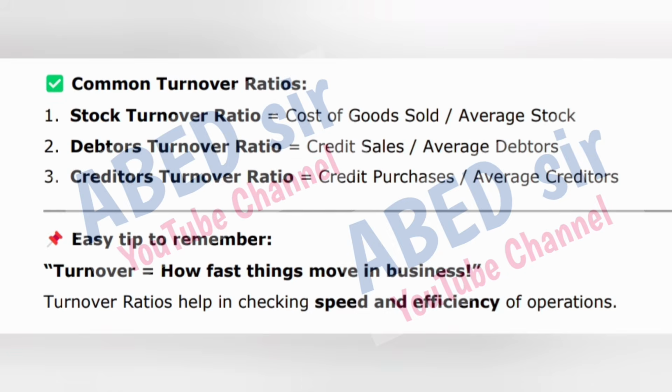Common turnover ratios. 1. Stock turnover ratio is equal to cost of goods sold / average stock. 2. Debtors turnover ratio is equal to credit sales / average debtors. 3. Creditors turnover ratio is equal to credit purchases / average creditors. Easy tip to remember. Turnover is equal to how fast things move in business. Turnover ratios help in checking speed and efficiency of operations.